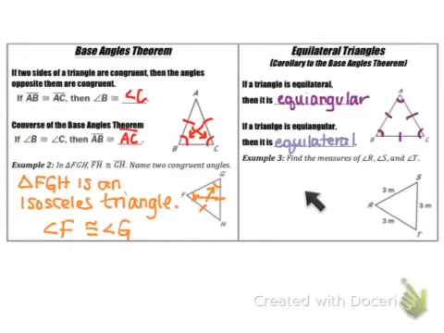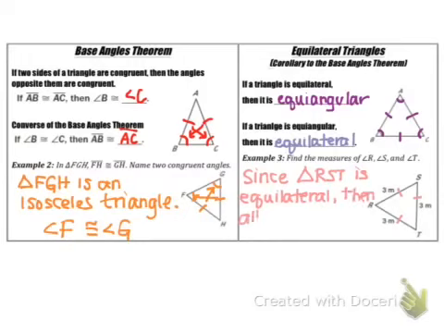So in example 3, find the measures of angle R, angle S, and angle T. Well, if you look at the triangle here, all sides RS, ST, and TR all measure 3 meters. So we can declare that triangle RST is equilateral. That's what we can conclude. We notice that the 3 sides are congruent, so then all the angles are congruent as well.